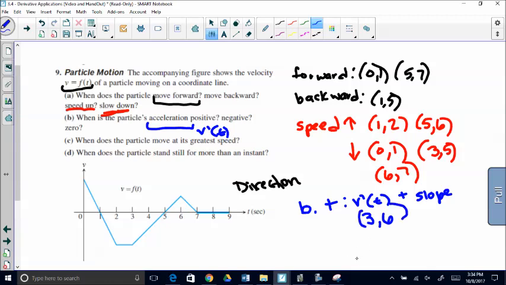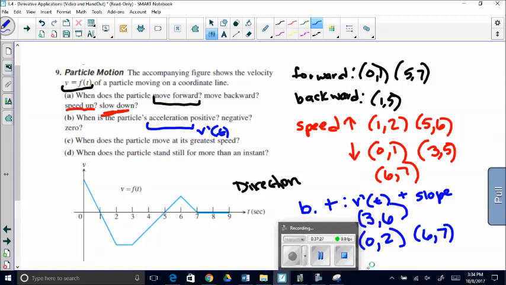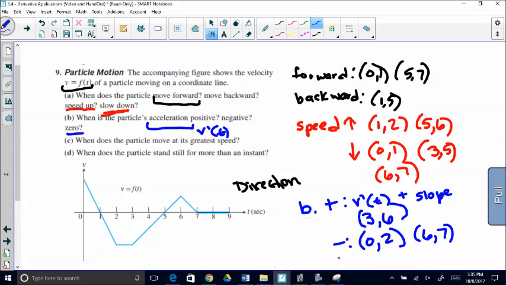When is the particle's acceleration negative? Well, negative would be when the slope is negative. So we have a negative slope between 0 and 2, and between 6 and 7. And then it also says find where it's 0. So 0 means that it is not moving. So it is not moving between 2 and 3, and between 7 and 9.